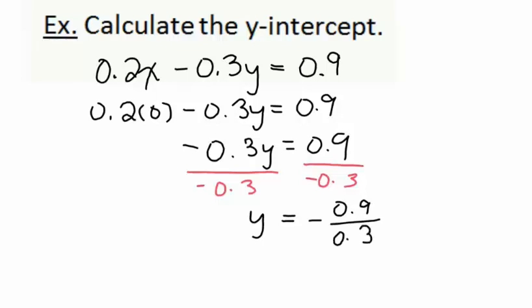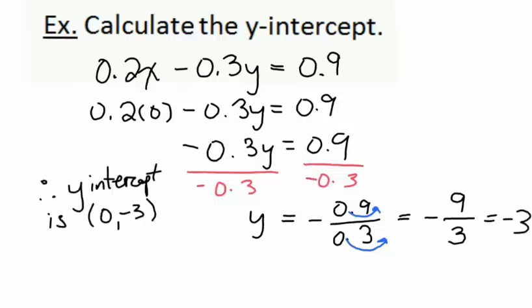Remember, when you're working with decimals like this inside of a fraction, we could multiply both the numerator and the denominator by powers of 10, or in other words, we could shift the decimal in both the numerator and denominator at the same time. So our y is really equal to negative 9 over 3, which is negative 3. Of course, if you used long division and did 0.9 divided by 0.3, that would be okay as well. You should end up with the same final answer of negative 3. All in all, we can say here that our y-intercept is (0, negative 3).